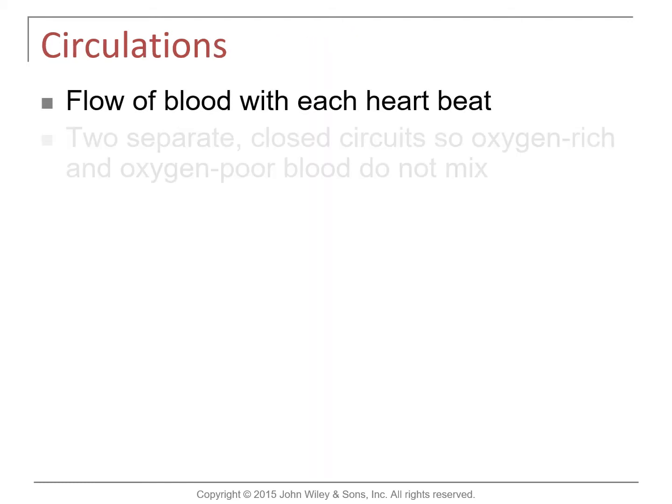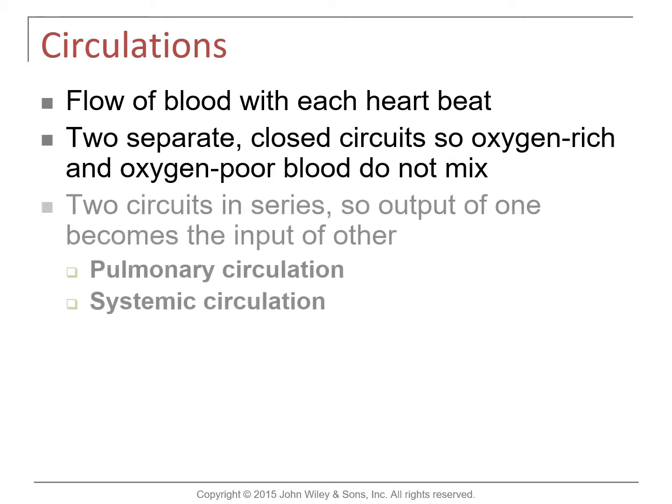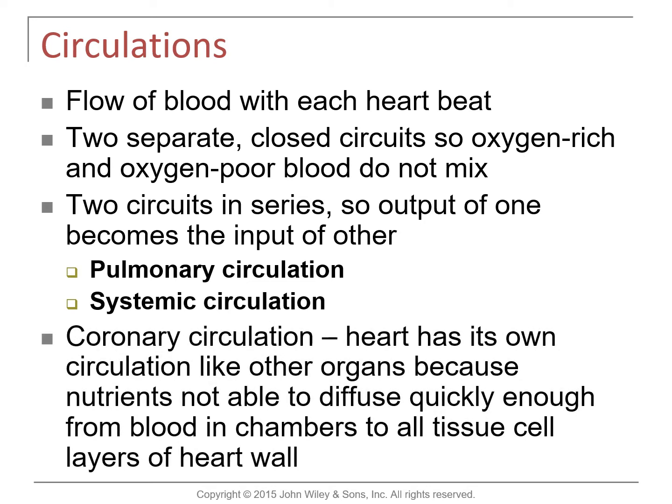The anatomy of the heart and its associated blood vessels create distinct pathways for blood flow, or circulations. The blood flows with each heartbeat in 2 separate closed circuits so that oxygen-rich blood does not mix with oxygen-poor blood, or deoxygenated blood. However, these 2 circulations are moving blood at the same time as well as in series, so that the blood flow out of one circuit becomes the input of the other.